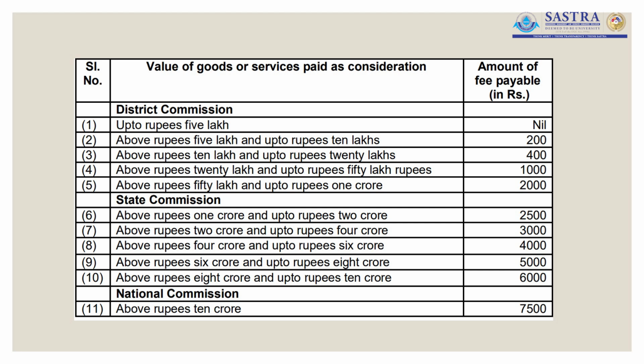They will have to take a crossed demand draft, or they can even go for an Indian postal order. Both the demand draft and the Indian postal order should be crossed. The demand draft has to be taken from a nationalized bank, favoring the registrar of the state commission, the registrar of the national commission, or the president of the district commission, and they will have to take it at the place where the commission is located.